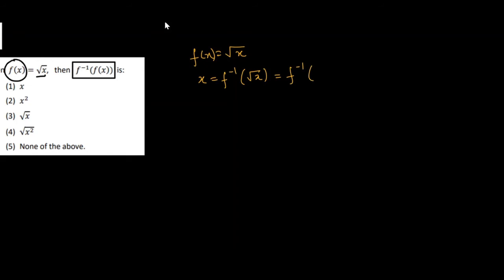In the next question, we are given the function f(x) is equal to root over x, and we are asked to find f inverse of f(x). So here we have f(x) is equal to root over x. That means x is equal to f inverse of root x, or f inverse of, instead of root x we will write f(x). So therefore f inverse of f(x) is equal to x. So option 1 is the correct choice.